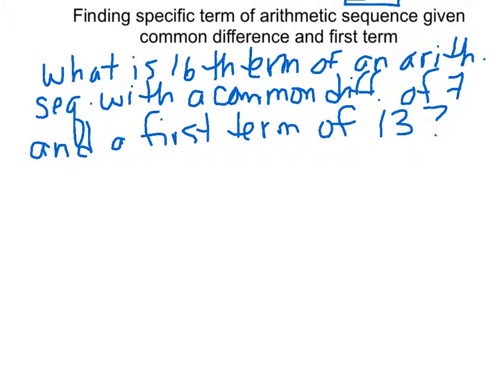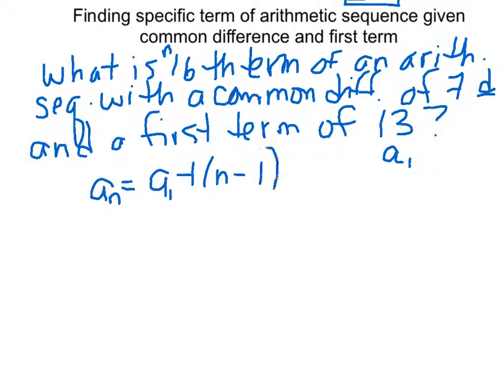Again, I like to go through and label up my word problems. What is the 16th term? That's our n value. Common difference of 7, that's our d value. First term of 13, that's a sub 1. Write out the formula. Always start with the formula. A lot of people roll their eyes. I don't want to write it all out, but honestly, it's easier to not make mistakes if you have it all written out. A sub 1 is 13, our n is 16, and d is 7.